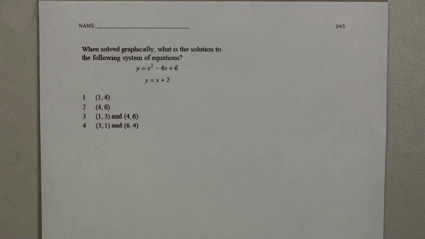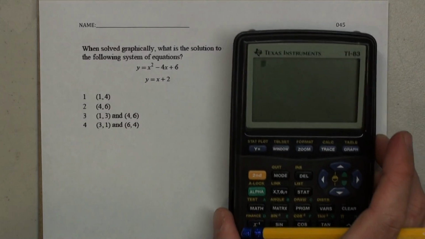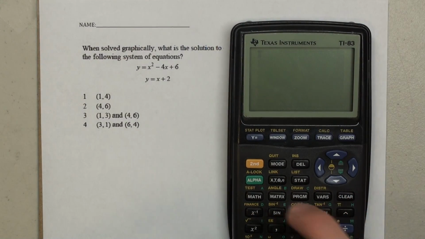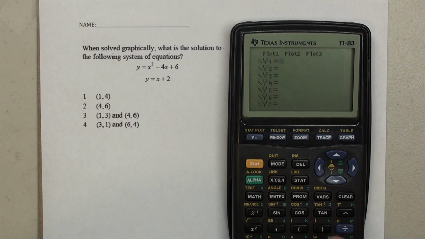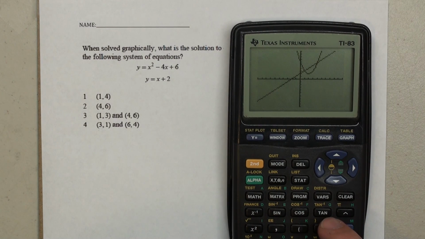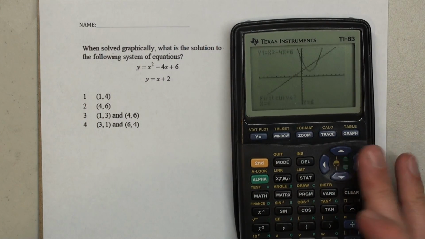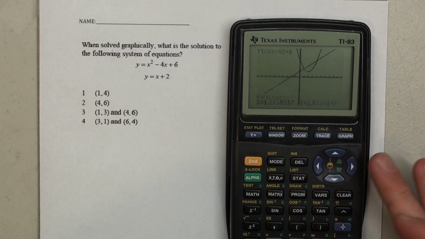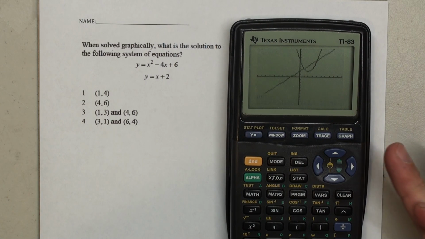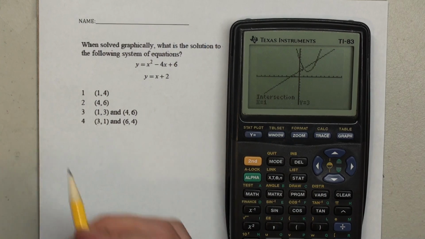45. When solved graphically, what is the solution to the following system of equations? Okay, let's do the same thing. X squared minus 4x plus 6 and x plus 2. Graph. There's two answers. All right, so we know it's not 1 or 2, it's either 3 or 4. So second, calculate, intersect, bring it over near this first point, enter, enter, enter. 1, 3. There it is, choice 3.